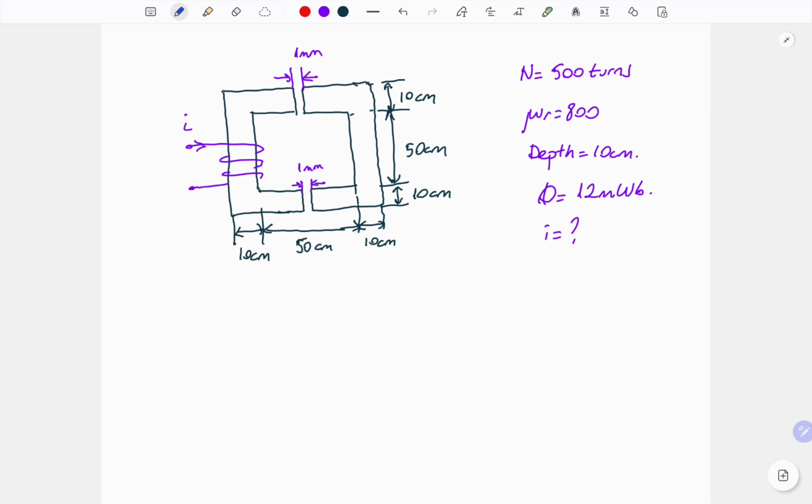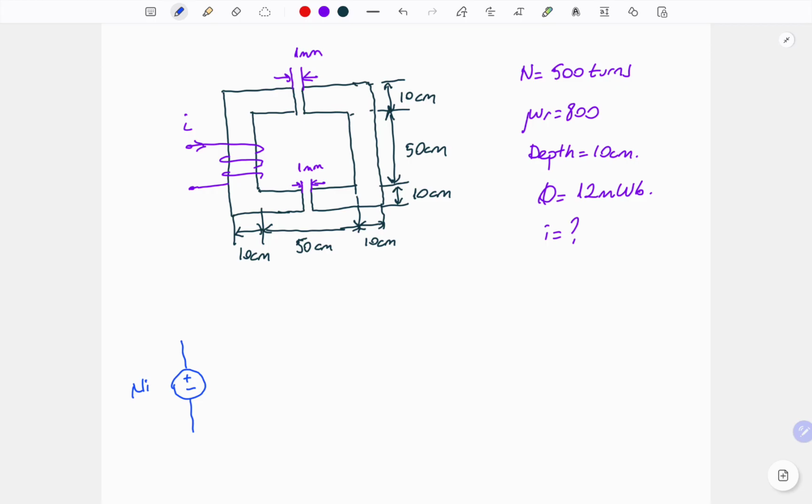So we have only one winding. Because of this, we have only one source in the magnetic circuit representation of this figure. And the source value will be N times I, which is the magnetomotive force according to the number of turns and the current which we applied to the winding.